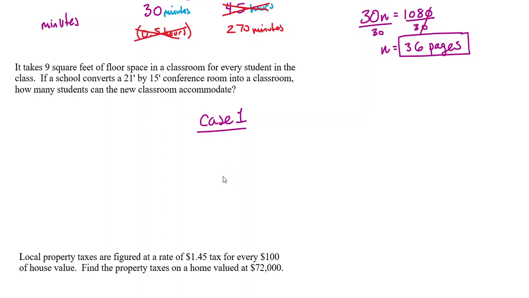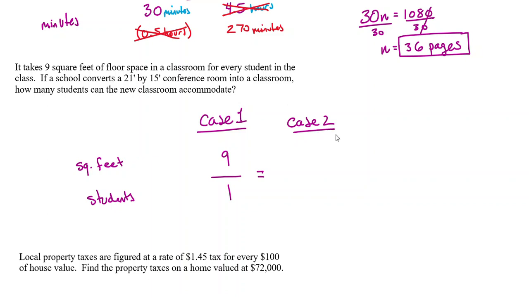Case 1 was a ratio of square feet to students. And it said 9 square feet of floor space in a classroom for every one student. Now case 2, it's a little bit confusing because it says we have a classroom that's 21 by 15 and how many students.